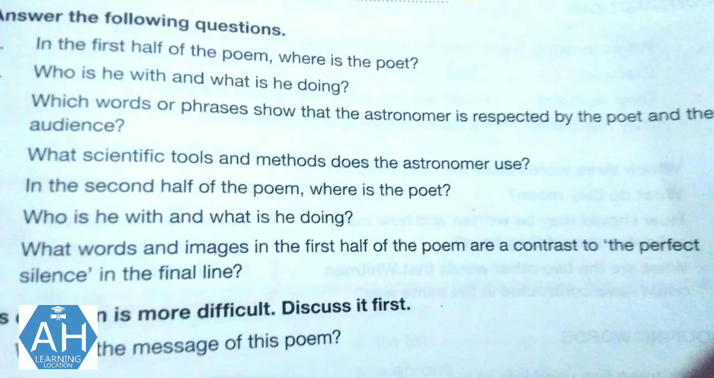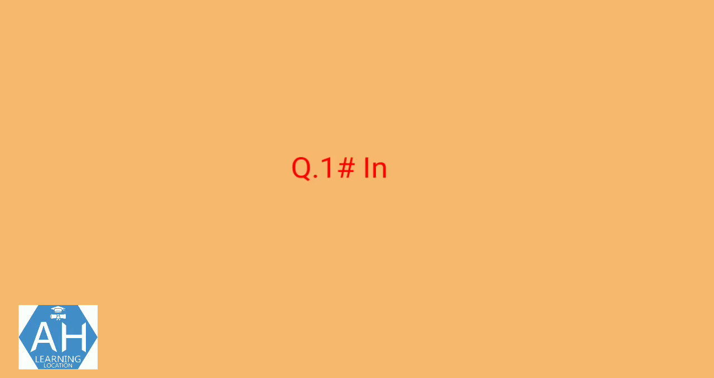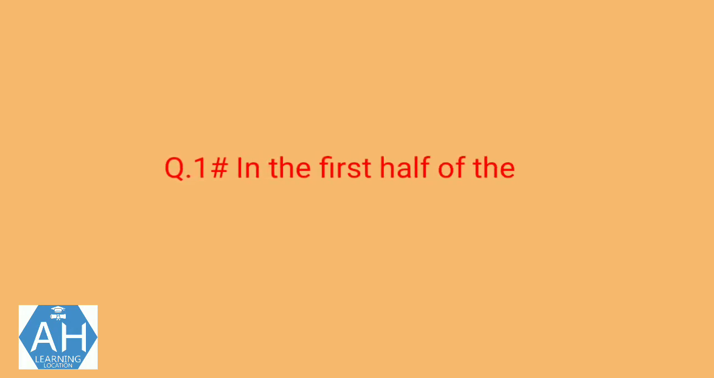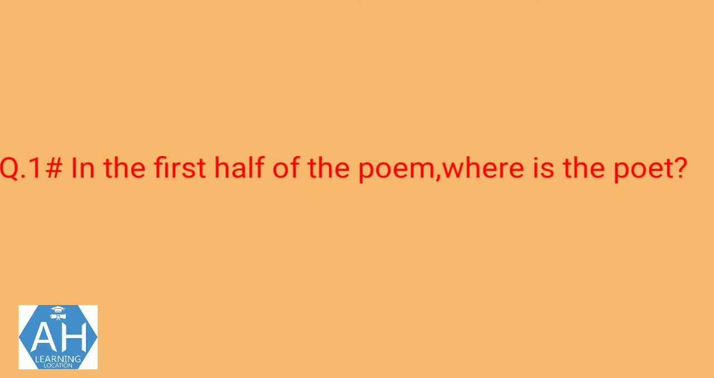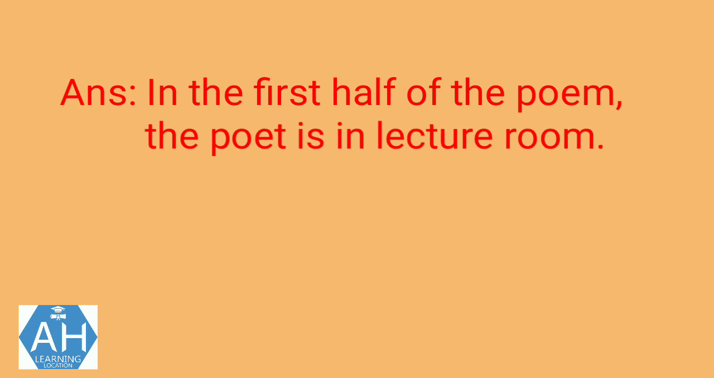Today we are going to complete the exercise of the poem When I Heard the Learned Astronomer. Question number 1. In the first half of the poem, where is the poet? The answer is, in the first half of the poem, the poet is in a lecture room.